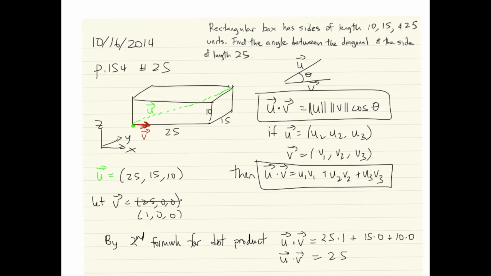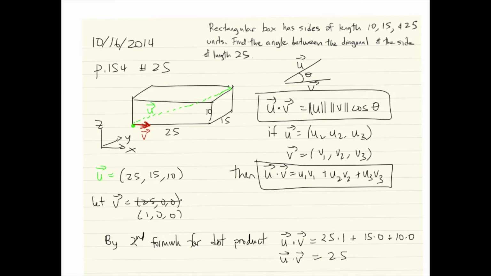Okay, I want to do the following problem from Anton. It's on page 154, number 25, and it says a rectangular box has sides of length 10, 15, and 25 units. Find the angle between the diagonal, so here's this diagonal, and the side of length 25. Okay, and so the key is to use the dot product. That involves the angle, and set up two vectors. The problem doesn't tell us what the vectors u and v are, so that's part of the challenge.